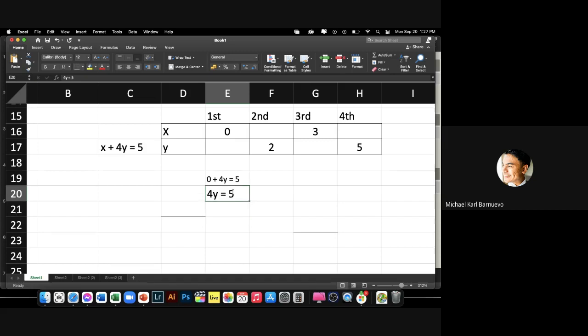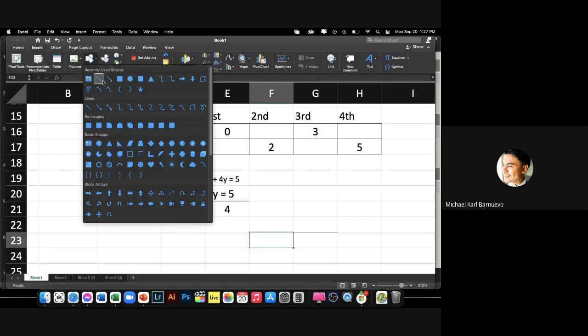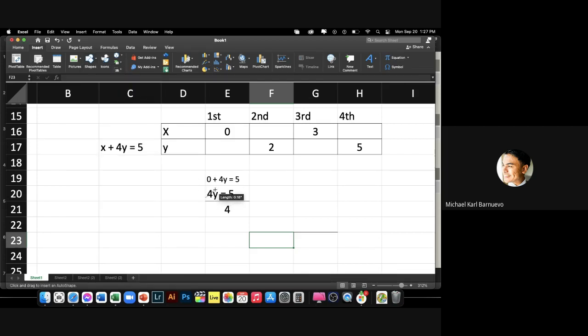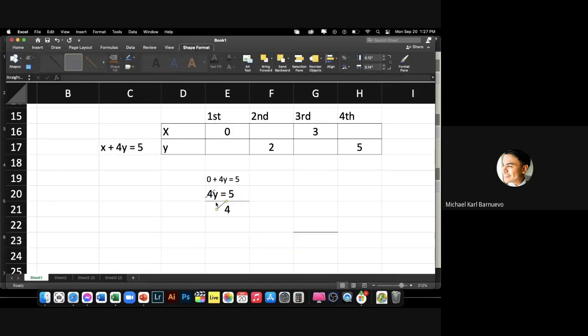Now, what's next? Are we going to transpose 4 dun sa kabila? Siyempre, in algebra, we cannot do that. In order to eliminate 4, we have to divide it in both sides. So 4y is equal to 5 divided by ilan? 4. Okay? Ayan. So let's divide it by 4. Okay, so ika-cancel na natin si ano yung magka-cancel dito? Si 4 at si 4 sa baba.